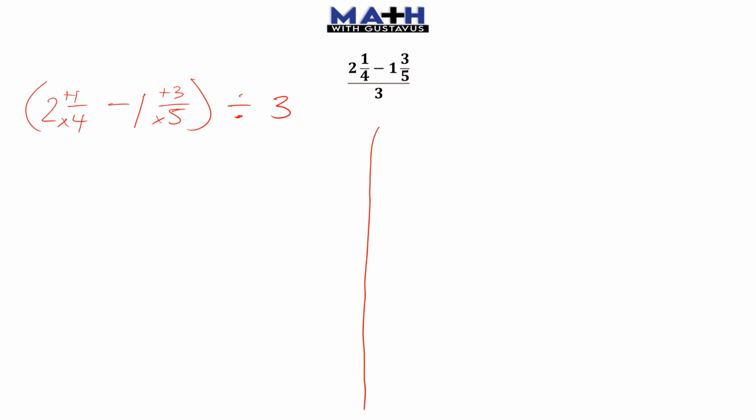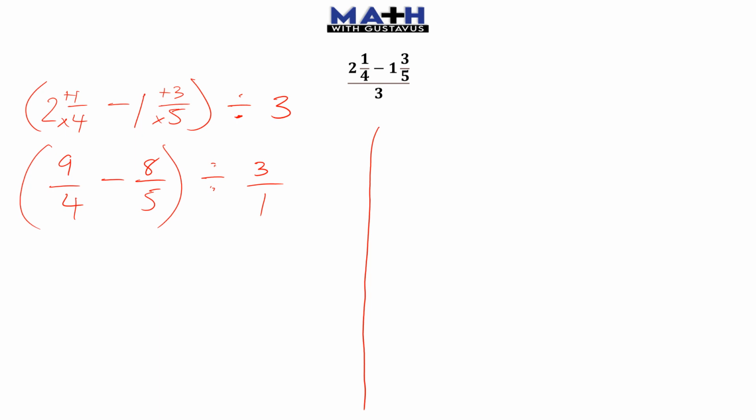So let's do the first one. 4 times 2, that's 8. Then 8 plus 1 is 9, so that's 9/4. Minus, then 5 times 1, which is 5, plus 3, that's 8, so that's 8/5. Then we're going to divide that now by 3. Now, that 3, I'm recommending that you convert that to a fraction by putting it over 1. Why? Because any number divided by 1 gives you back the number itself.